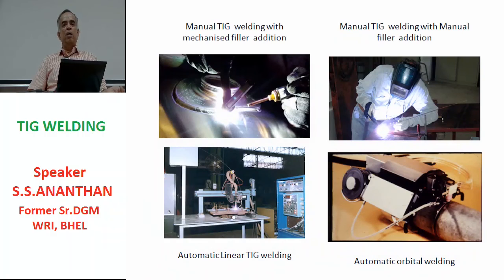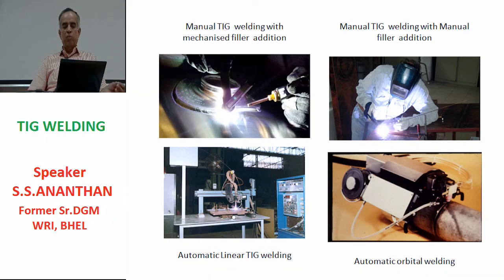Now here in the screen you see several options of welding. First, in the left corner you see the manual welding, but the wire is fed in a mechanized way. That is, you see the torch is moved by hand. It's a manual torch that is used, but the wire is really coming from a wire spool which is not shown in the picture. The welder only holds a nozzle through which the wire is coming out.